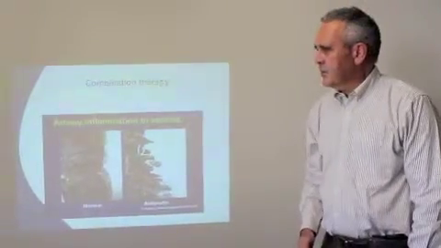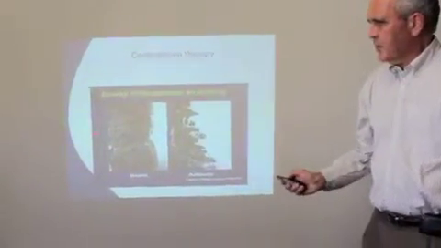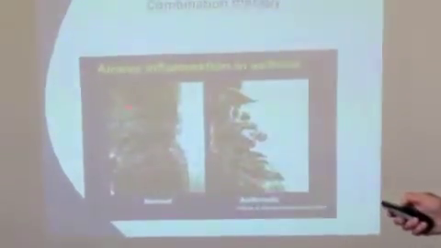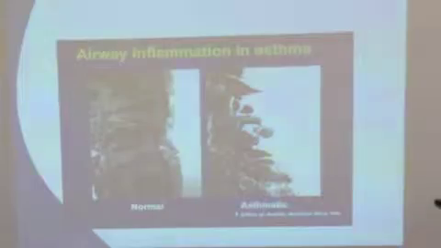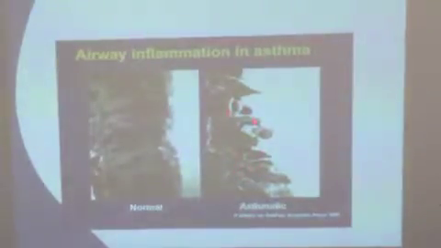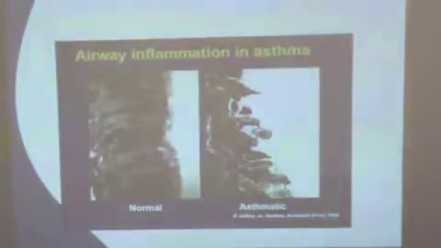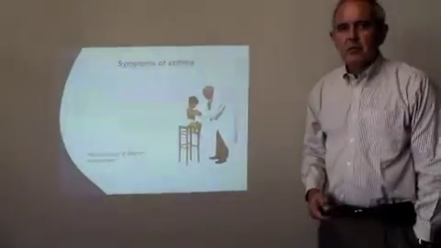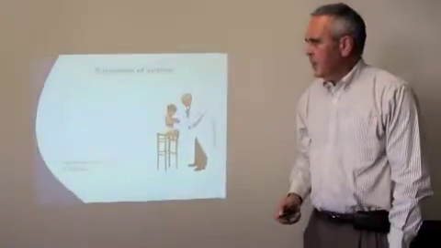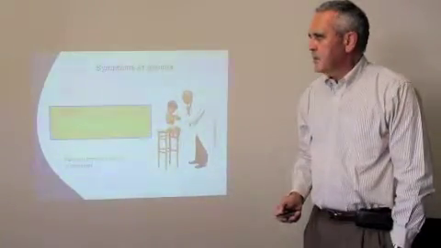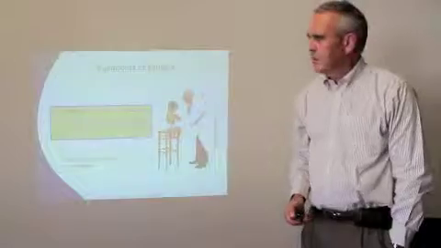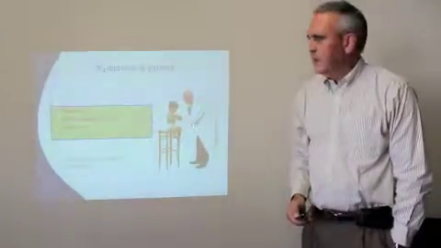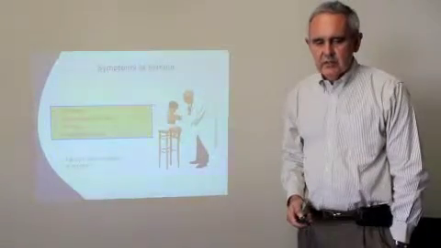This is a histological slide with a cross-section through an airway showing the normal situation with the mucosal cells well aligned and the disruption that you see with the inflammation in asthma. Now, what symptoms would patients complain of with asthma? They would complain typically of wheeze, shortness of breath, cough, and chest tightness.